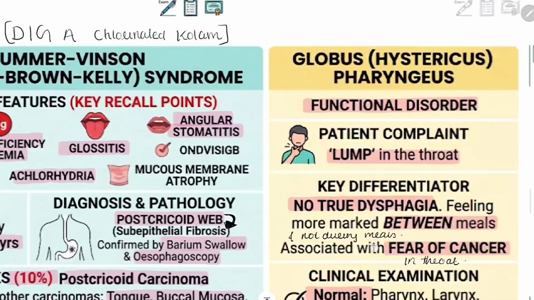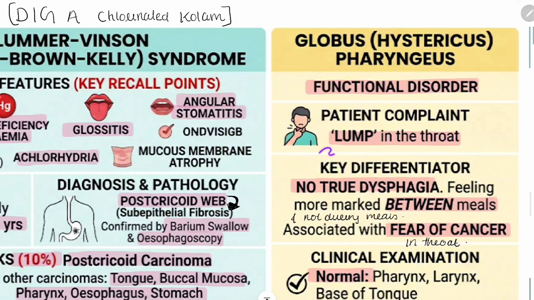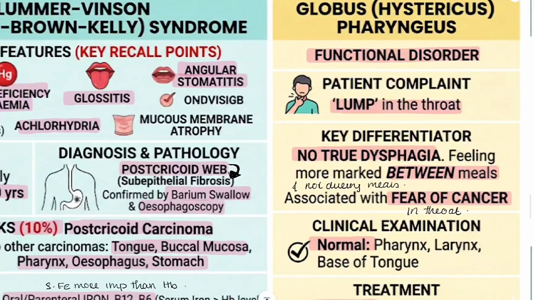Now coming to Globus Hystericus. Globus Hystericus is also known as Globus Pharyngeus. Actually, this is a functional disorder. There is no structural problem. The patient will complain of a lump in the throat. But when we do the clinical examination, there will be no lump. The clinical examination will be normal, with a normal pharynx, larynx and base of the tongue.